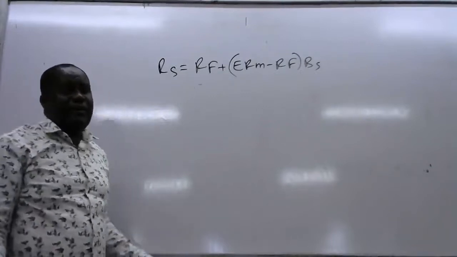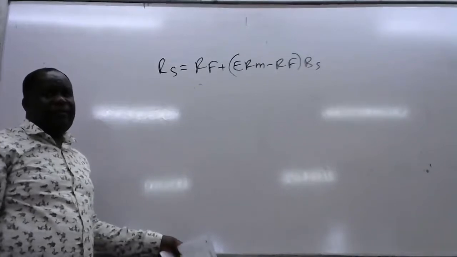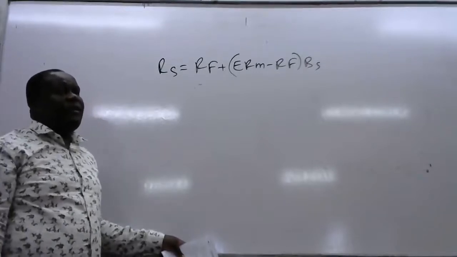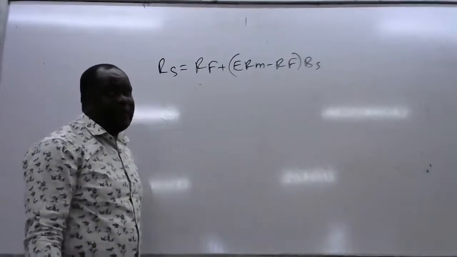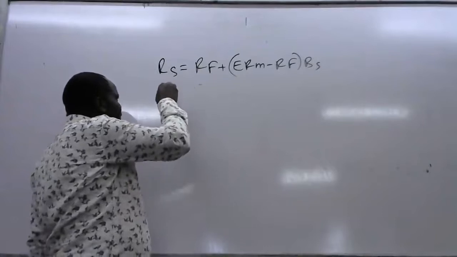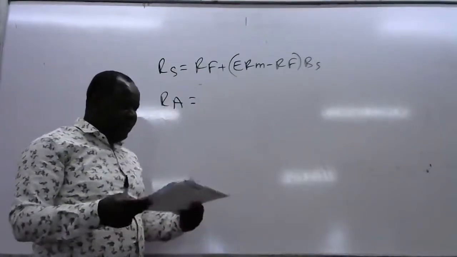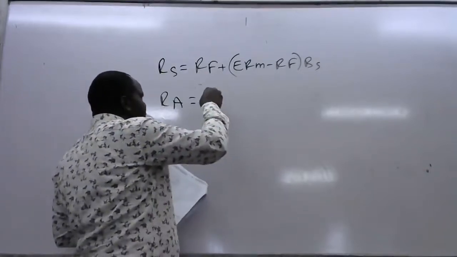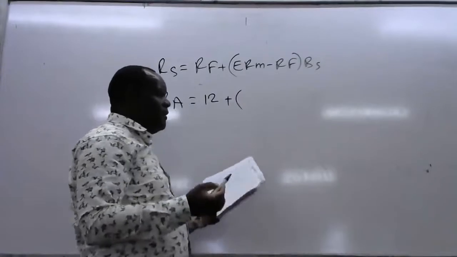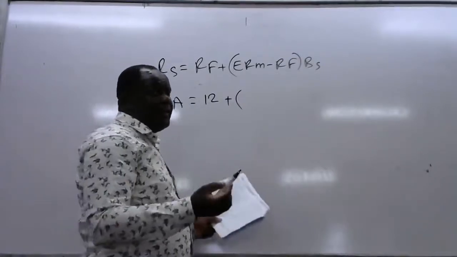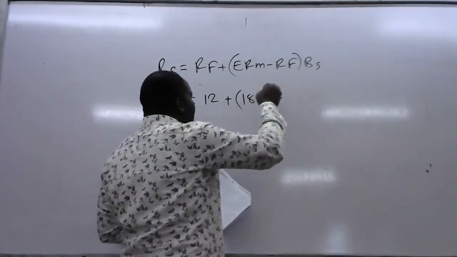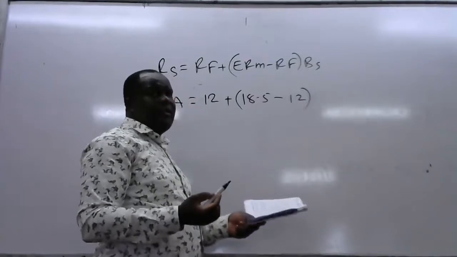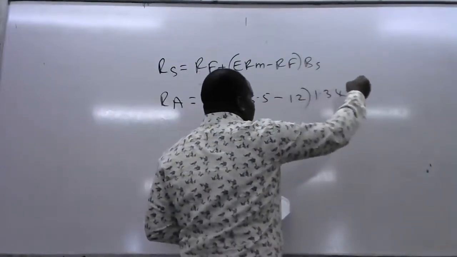When you want to come up with the return of the security, it will simply be given by the risk-free rate plus, in brackets, the expected return for the market minus the risk-free rate, multiplied by the beta factor for the security. So we start with the return for A. The risk-free rate under A is 12%. The expected return for the market, the NSE index, shown as a percentage, is 18.5, then you subtract 12. The beta factor for A is what we have just interpreted, 1.34.